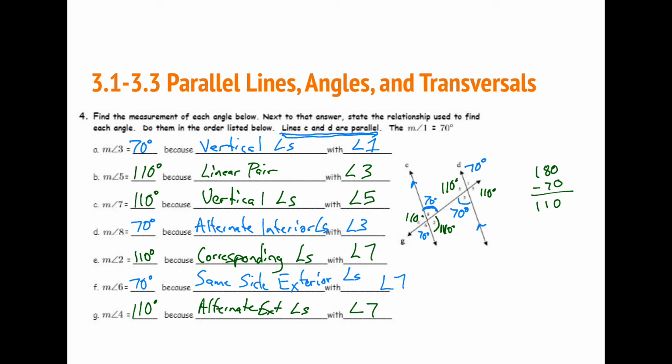You could have said that it was a linear pair here, a linear pair here, vertical angles here, corresponding here, same side exterior here, or as I said, alternate exterior there. So lots of different reasonings you could have had for that one, and as long as it makes sense and it's correct, that's totally okay. It doesn't have to follow me exactly.